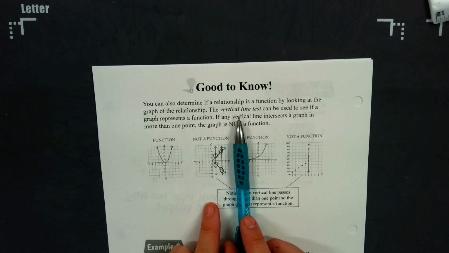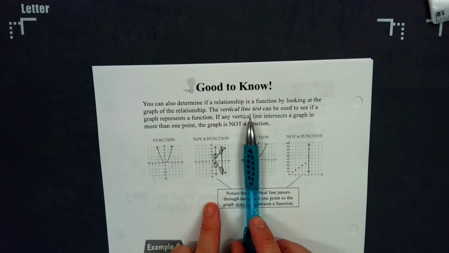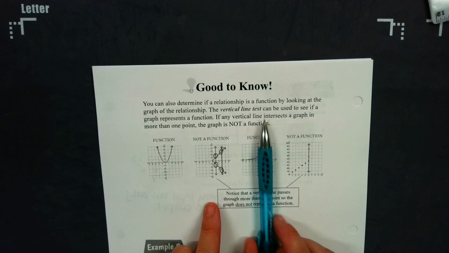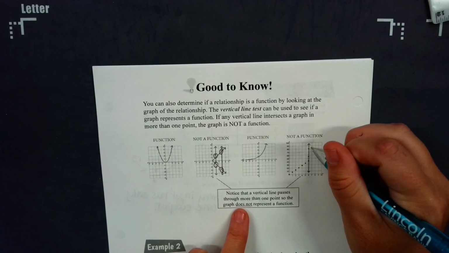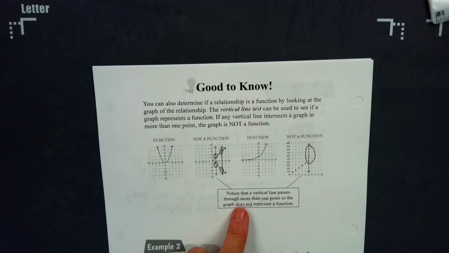Function, because as I take my pencil across, I'm only touching the line 1 time vertically. And then this one we already saw in our Explorer. I'm touching it 3 times, so it can't be a function.